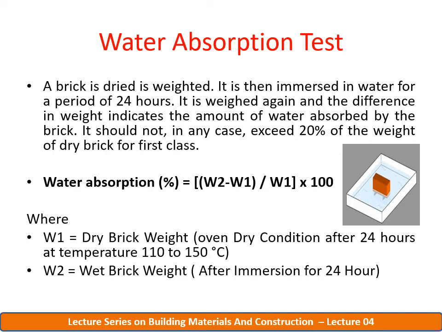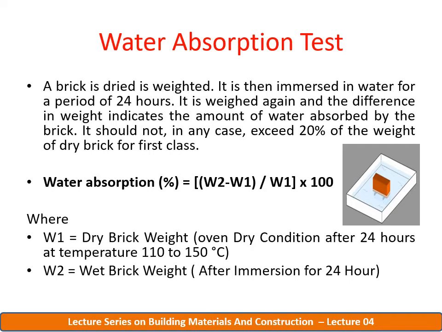The brick sample is taken out and wiped with a damp cloth. Complete the weighing of the specimen in 3 minutes. Let this value be W3. Water absorption percentage by mass is given by (W3 minus W1) divided by W1, into 100.